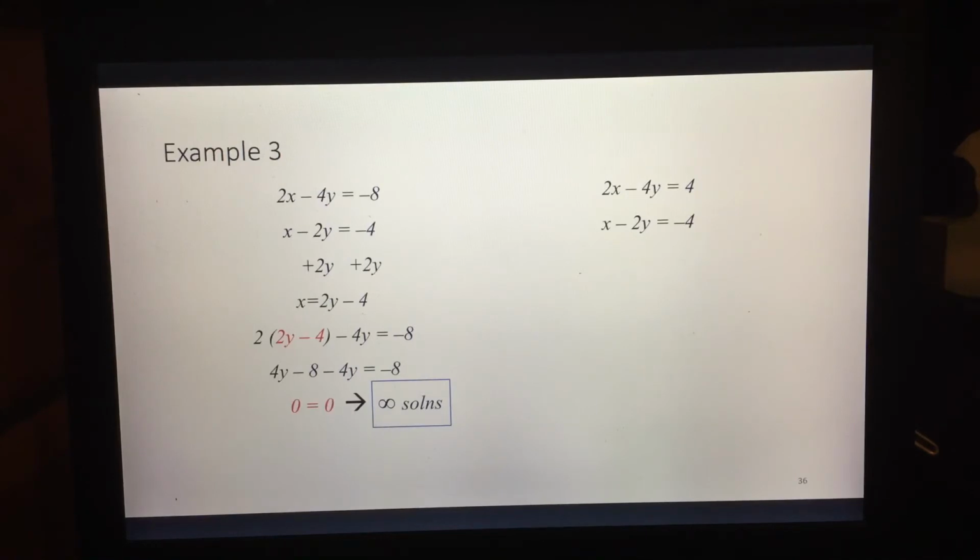Let's look at another example. 2x minus 4y equals 4. x minus 2y equals negative 4. So we do our first step. Do you remember it? It starts with an S. Single out a variable in one equation.